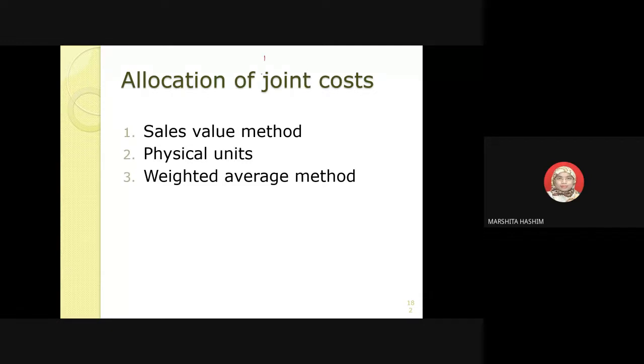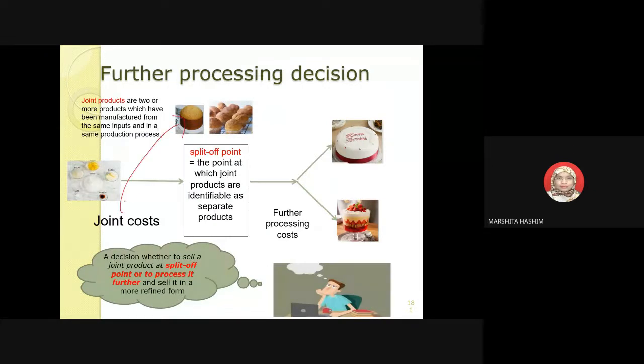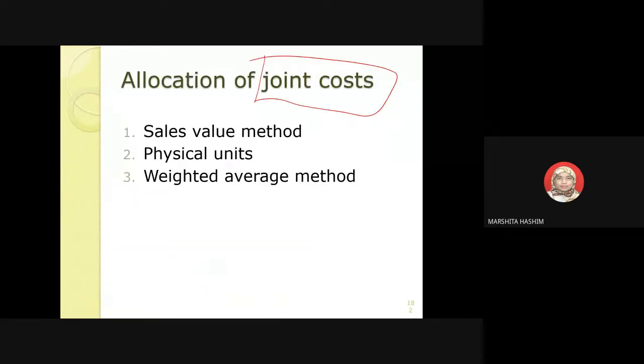Now how to allocate your joint costs. Remember, just now I mentioned joint costs you can allocate to your products based on several methods. You can use the sales value method, physical units or weighted average methods. Later you will find out how to apply these methods, because this is a lesson that you learned during your lower code. You can read from your textbooks, page 929 until 931.